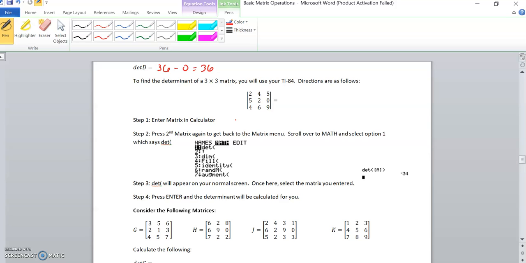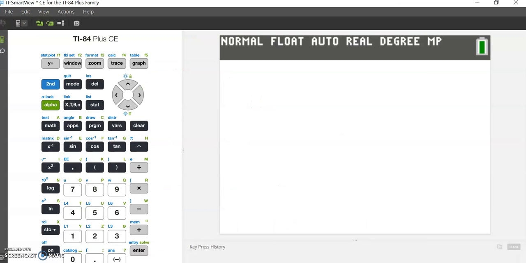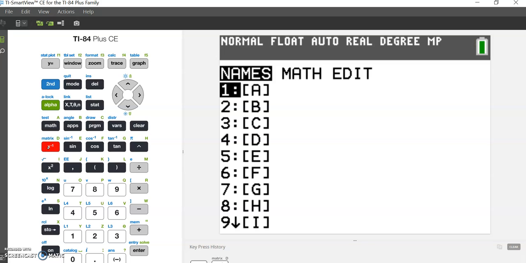So step 1, we have to enter a matrix in a calculator. You've probably never done this before. So first things first, how do we enter a matrix? Well, it's no different than putting an equation in or putting a table in. Maybe you've noticed before, maybe you haven't, but right here is the matrix command. So we're going to go second matrix, and we have options. First, we can use the name matrix A, which we will shortly.